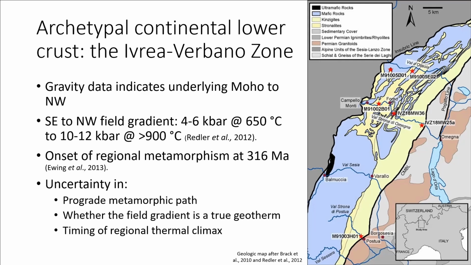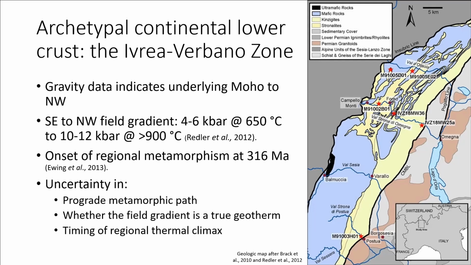Metamorphic pressure-temperature conditions are fairly well constrained in the Ivrea Zone. The structural top of the section lies to the southeast, and that saw peak metamorphic conditions of about 650 degrees Celsius and 4 to 6 kilobars. As we move to the northwest, we increase pressure and temperature, and the base of the section saw temperatures over 900 degrees Celsius at about 10 to 12 kilobars. There have been a large suite of uranium-lead studies done in the Ivrea Zone, and a zircon uranium-lead date of 316 Ma is often cited as recording the timing of the onset of regional metamorphism in the area.